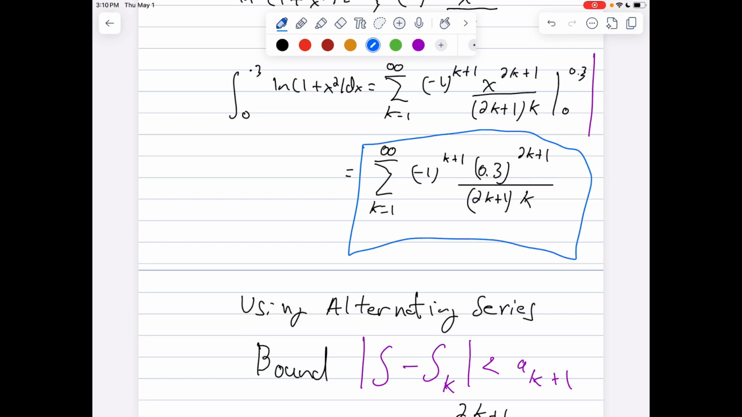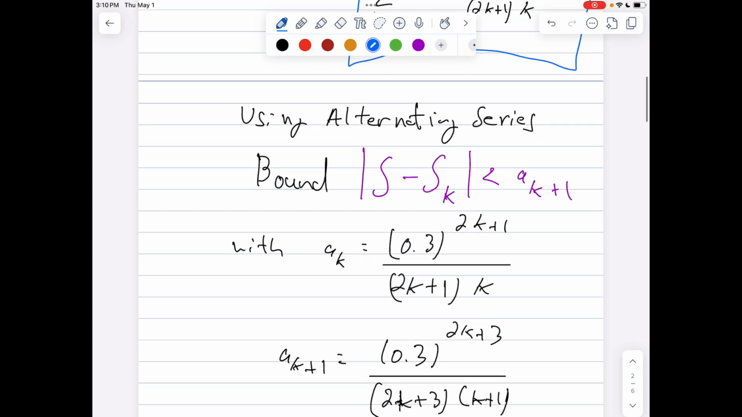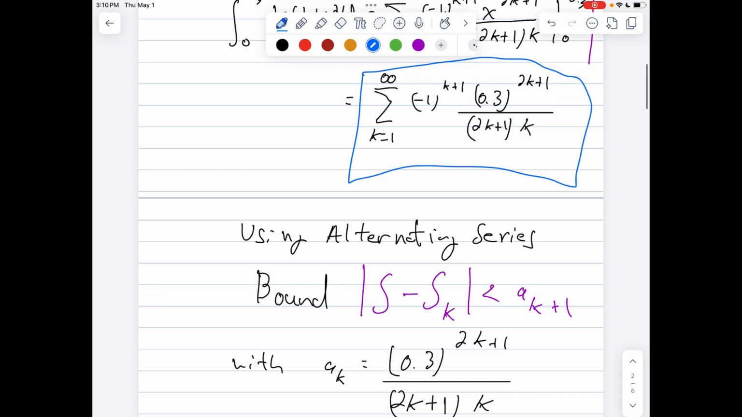It goes from k equals 1 to infinity of (minus 1) to the k plus 1, 0.3 to the 2k plus 1, over (2k plus 1) times k. Again, you could have started your index at 0, and you come out with a different expression, but they would have summed to the same thing. They're equivalent. Okay, so we can't actually figure out what that sum is. That's really impossible to do in this case to get an exact answer.